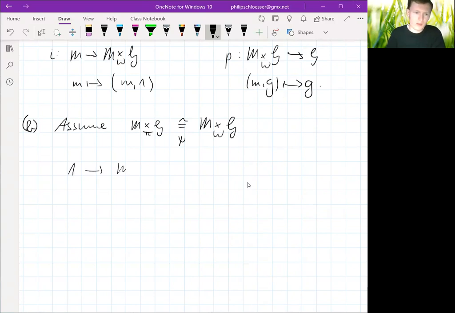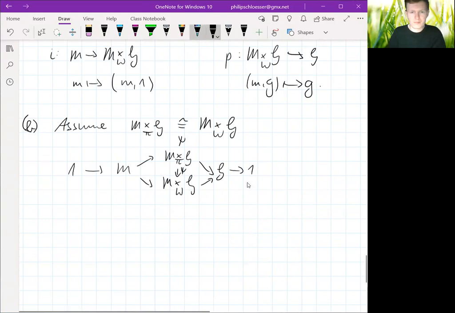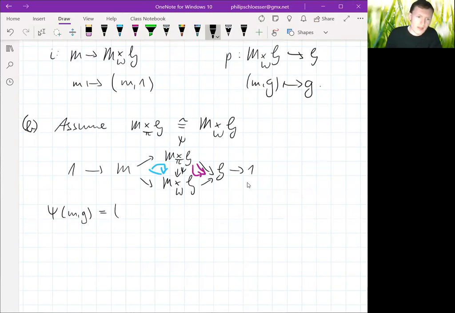Then we have, by definition, our commutative diagram: G to 1 and M cross omega G to G to 1, and we have our psi here. And we want this to commute. This means two things. Firstly, those are the same. And secondly, those are the same. Let's also split up our map psi. We have psi of mg, which is again a tuple. So we call it psi1 mg and psi2 mg, where this one lies in capital M, and this one lies in capital G.